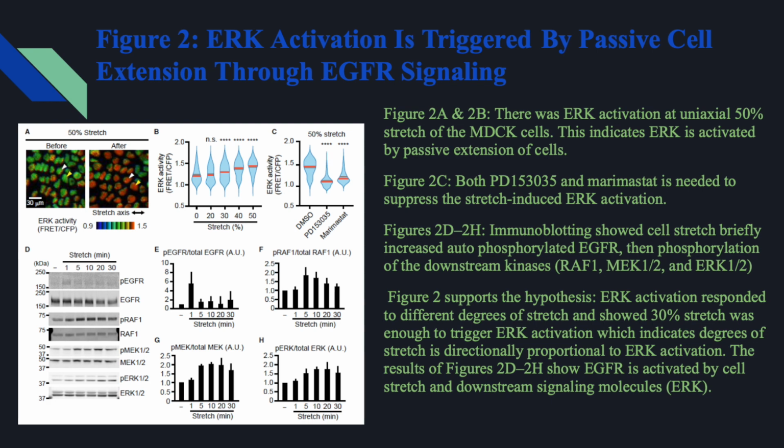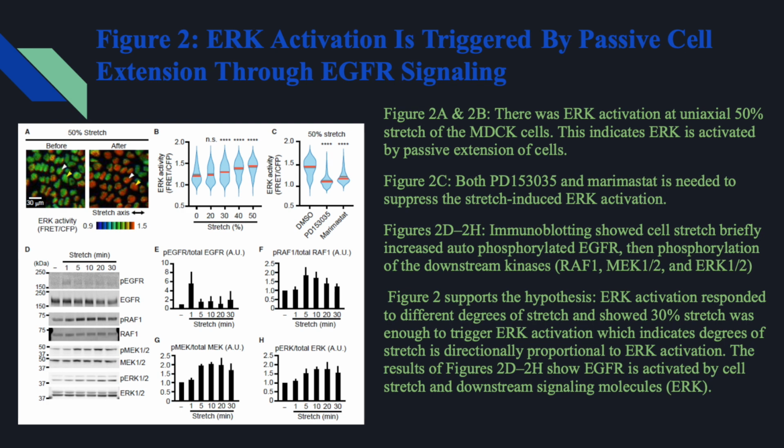Figures 2D through 2H, MDCK cells were stretched and lysed at time intervals of 1, 5, 10, 20, and 30 minutes. The cells lysed were analyzed by immunoblotting with antibodies for normalized phosphorylation levels of EGFR, RAF1, ERK, and MEK. Immunoblotting showed that when cells were stretched, autophosphorylated EGFR briefly increased, followed by phosphorylation of the downstream kinases.